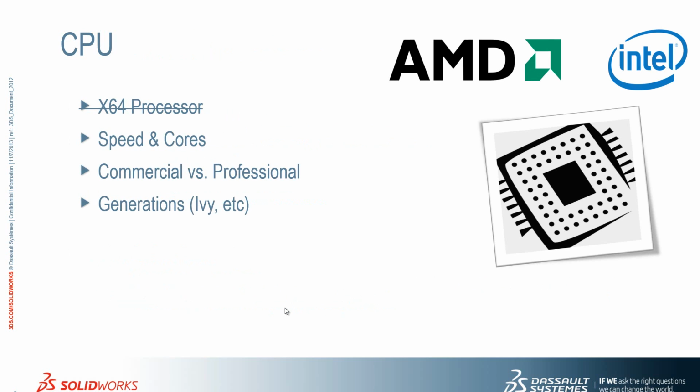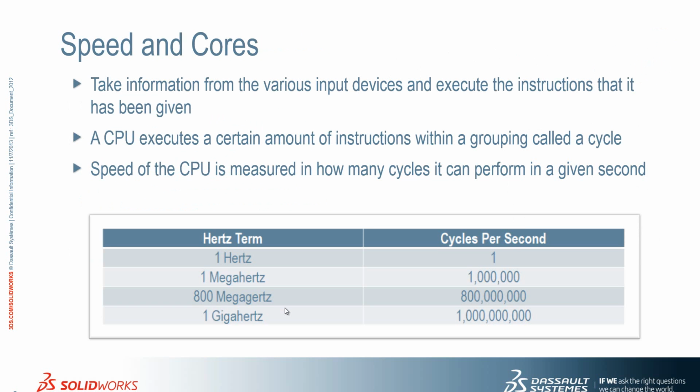So that's the processor out of the way. Let's have a look at speeds and cores. So what is speed, when we're measuring processors? Basically it takes information from various input devices and then executes an instruction that has been given. So this is how we're measuring speed. And then the CPU executes a certain amount of instructions within a group called a cycle. So the speed of the CPU is measured on how many cycles it can perform in a given second.